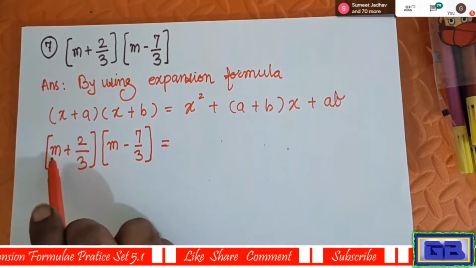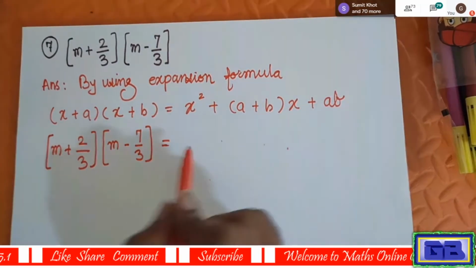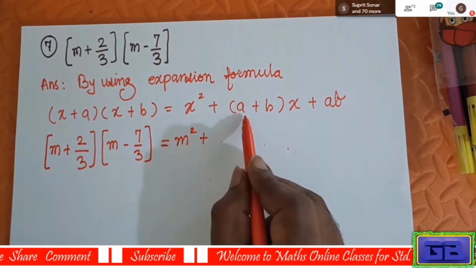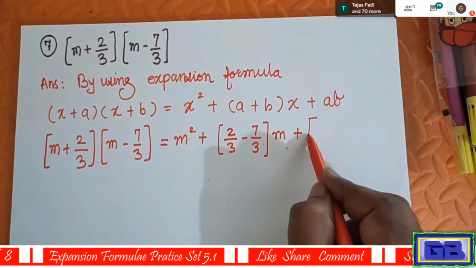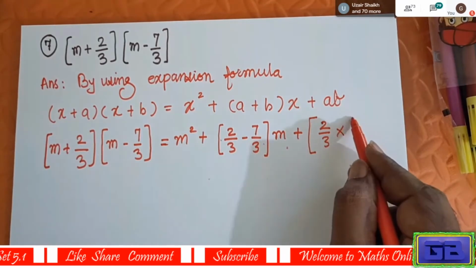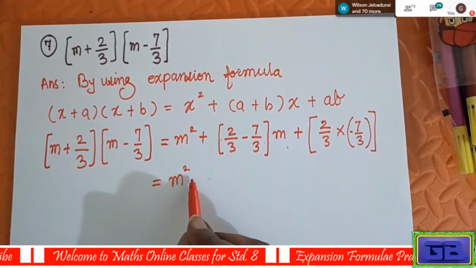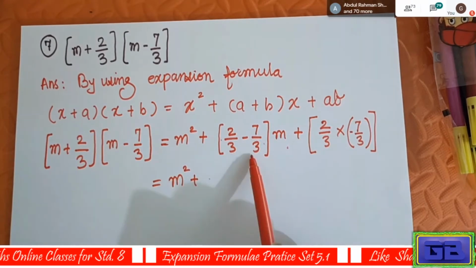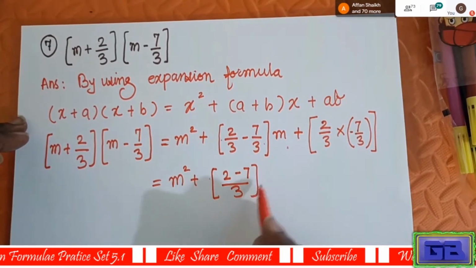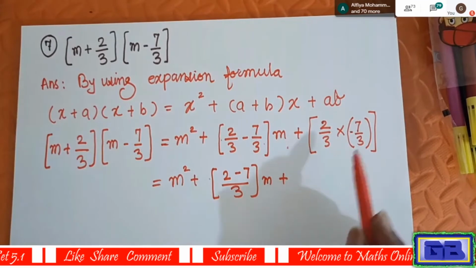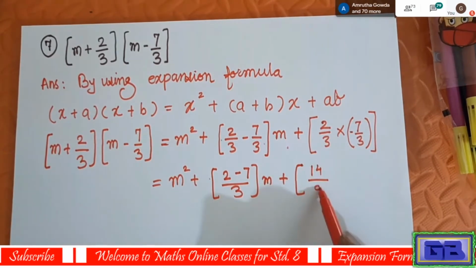So here x means m, a is 2/3 and b is negative 7/3. So x square means m square, plus (a plus b), 2/3 minus 7/3, into m, plus 2/3 into negative 7/3. m square plus, again the denominators are equal, so we can do subtraction here. (2 minus 7)/3 into m, plus here we will do multiplication. 7 2s are 14, 3 3s are 9, positive into negative it becomes negative.